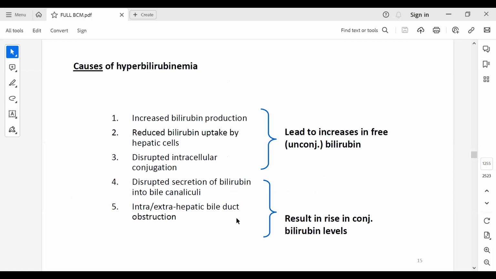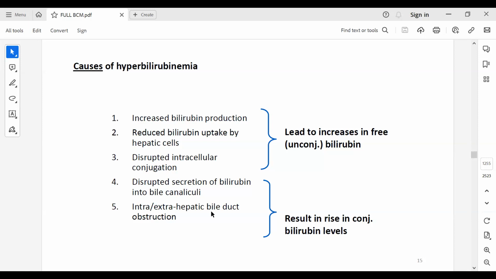So some of the causes which increase the unconjugated bilirubin: if there is increased production of bilirubin, and we've seen that with some of the, if you're using the combination of contraceptive, you'll have increased conjugation. If you're using phenobarbital, you'll have increased conjugation. If there is reduced bilirubin uptake by the hepatic cells, again there'll be an increase. If there is also disrupted intracellular conjugation, there'll be increased unconjugated bilirubin.